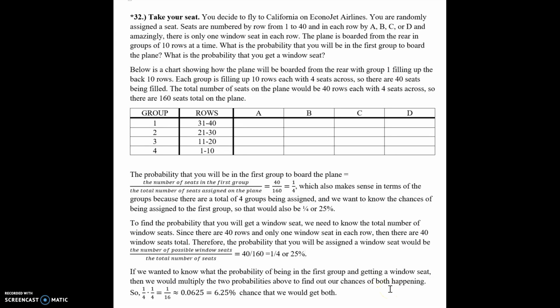If we wanted to know the probability of being in the first group and getting a window seat, then we would multiply the two probabilities above to find our chance of both happening, and that would be a 1 out of 16 chance, or 6.25% chance that we would be picked in the first group and get a window seat.